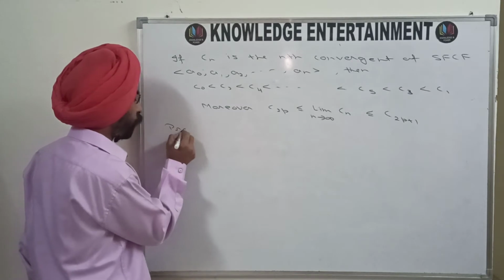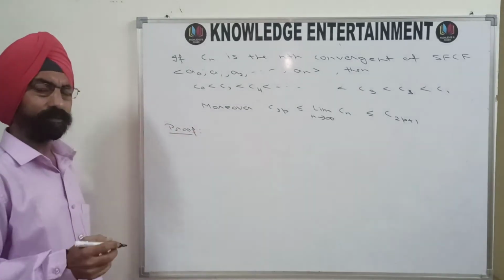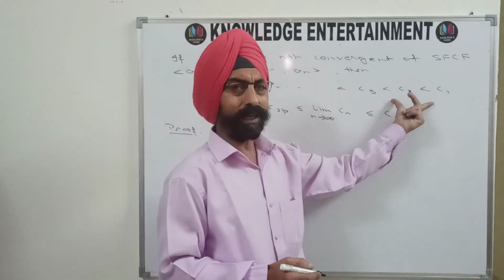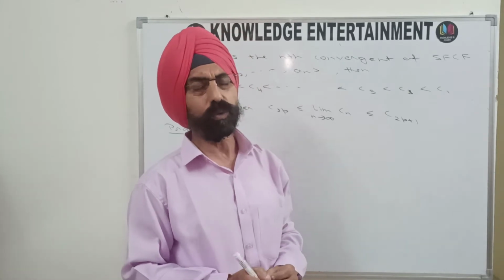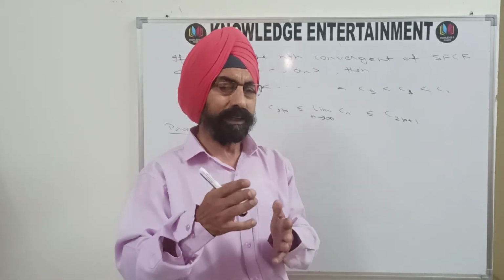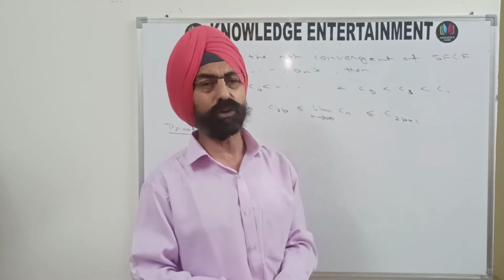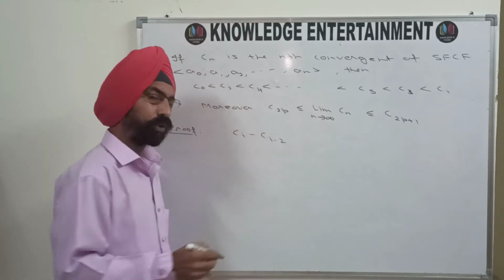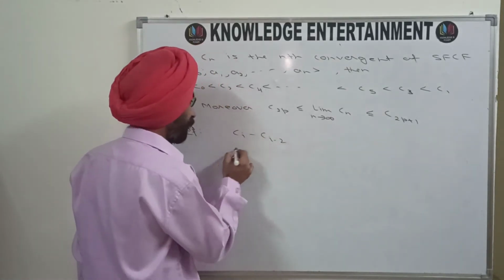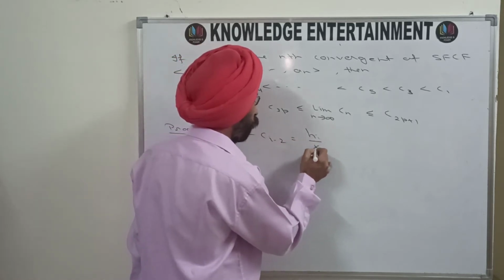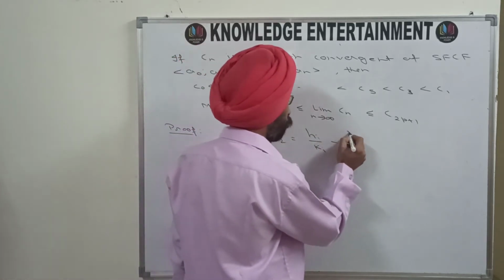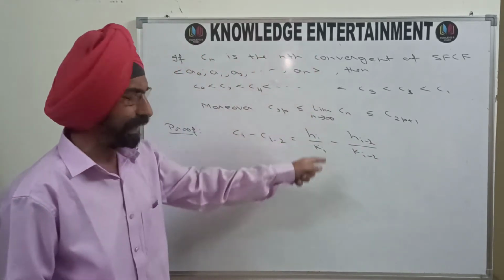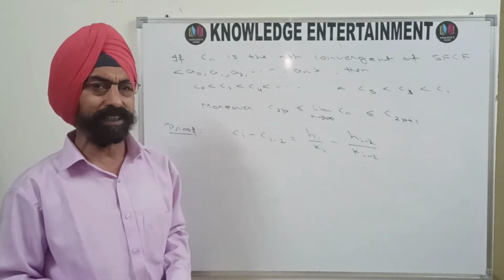So let us see how to prove it. Since we are to deal with either even or odd, we are to deal with the convergents having difference of 2. So that means Ci minus Ci minus 2. We know that Ci is Hi over Ki, and Ci minus 2 is Hi minus 2 over Ki minus 2. What are these Hi's and Ki's? You must know if you have seen the previous three videos.